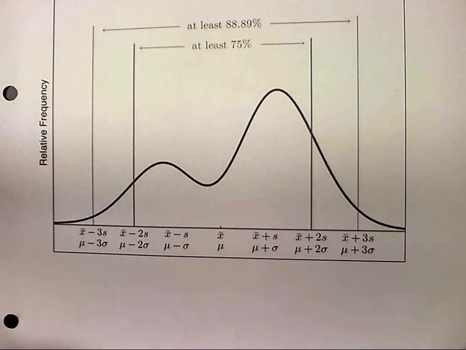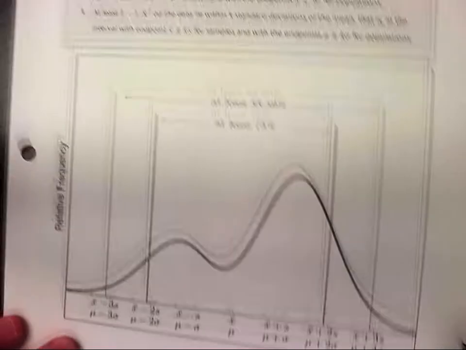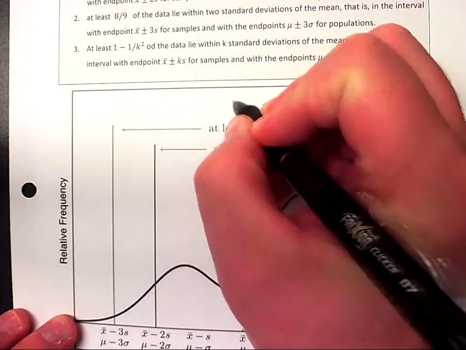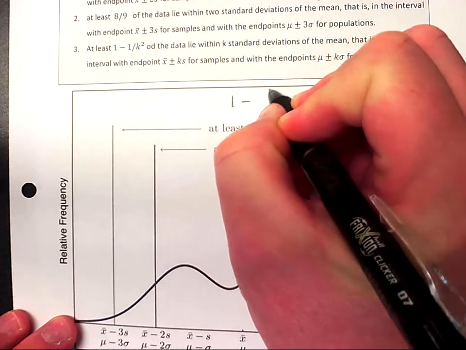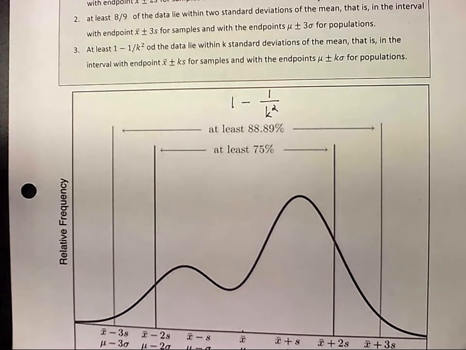So let's talk about it. What Chebyshev's theorem tells us is this. Chebyshev's theorem uses a formula, and this formula is 1 minus 1 over k squared. I do not believe that this formula is on your formula cheat sheet, so this is a formula that you're going to have to memorize. Or like I've said a couple times in the past, you can also just store it in your calculator. 1 minus 1 over k squared.